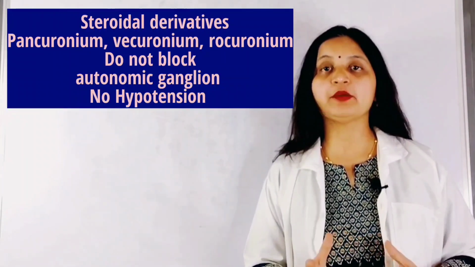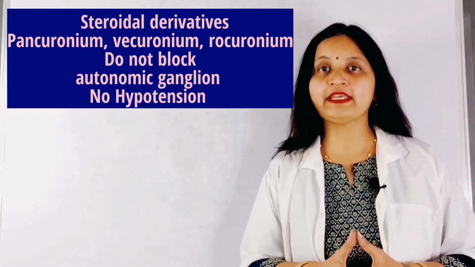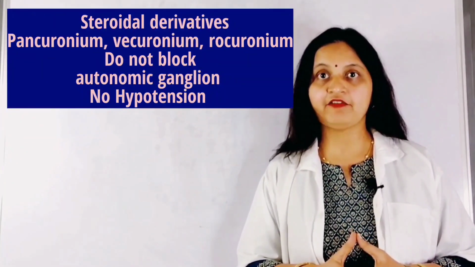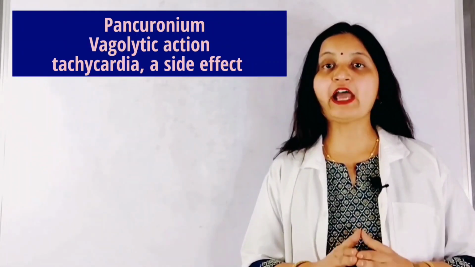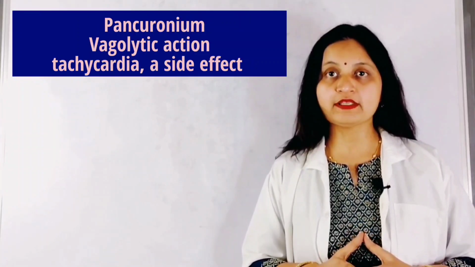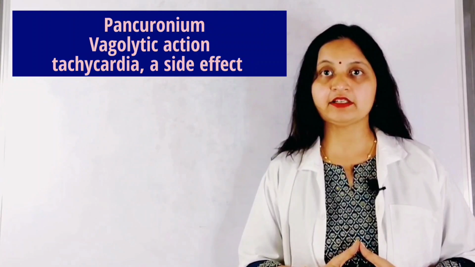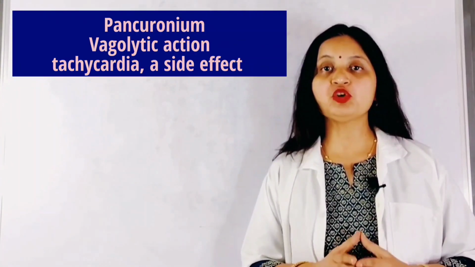The advantage of steroidal derivatives such as pancuronium, rocuronium, vecuronium is that they do not block autonomic ganglia and therefore hypotension does not occur as a side effect. To be noted that pancuronium has vagolytic activity. It can block the cardiac M2 receptors and this can cause tachycardia as a side effect. Thus, pancuronium causes tachycardia and drugs such as tubocurarine can produce hypotension.